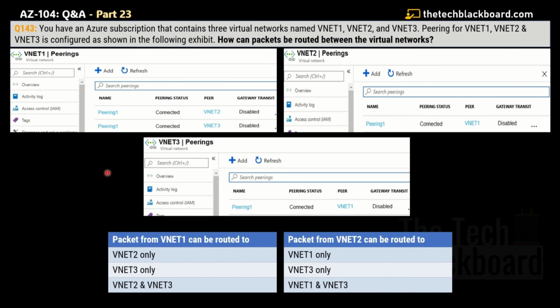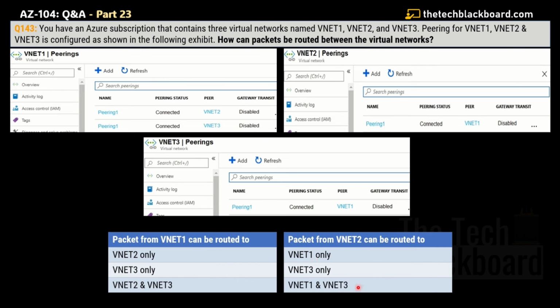So here you can see that we are given with these small screenshots here. We have VNet 1 peering, we have VNet 2 peering and VNet 3 peering. And further, the question is giving you these two tables here, which are essentially the options given for the packet from VNet 1 can be routed to. So you have to pick one of these options, VNet 2 only, VNet 3 only, VNet 2 and VNet 3. And then we have this one here, which is packet from VNet 2 can be routed to VNet 1 only, VNet 3 only, or VNet 1 and VNet 3.